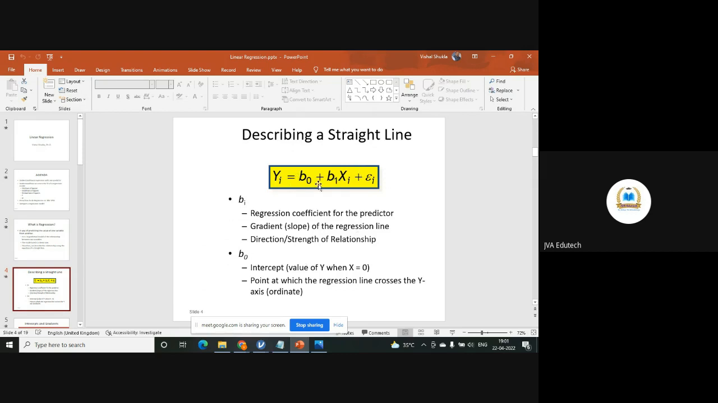Let's assume B0 is not here and the value of x becomes 0, then the value of y will also become 0. You can't predict the value of y. So for that purpose, we put this constant, the intercept B0, so that we are able to predict y even if x is equal to 0. And this B is the regression coefficient of x, or the gradient or slope of the regression line, and it also shows the direction and strength of the relationship.